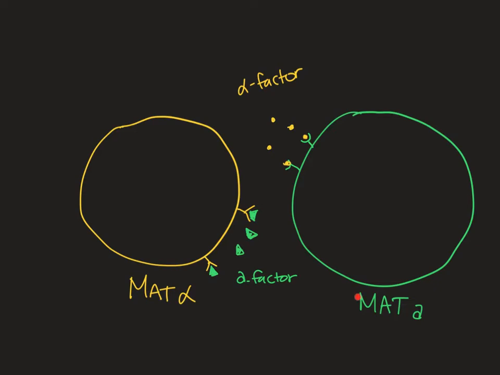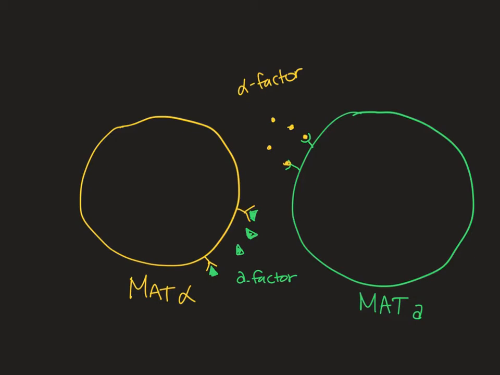And the opposite cell will have a receptor on the surface of the membrane that is the same shape of the opposite mating type communication signal. So the mating type A cell, for example, will have a receptor that will perfectly fit the shape of alpha factor coming from this cell. And vice versa, the mating type alpha cell will have a receptor that matches the shape of A factor coming from the mating type A cell. In this way, they will be able to sense the presence of each other nearby.